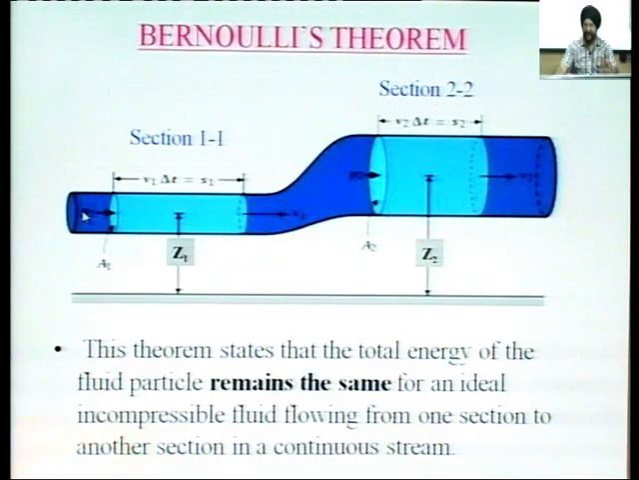So discussing it in other language, if you have one section here, section 1-1, and section 2-2, which is the larger one, according to Bernoulli's theorem, if the fluid passing through this particular section is an incompressible fluid, then the total energy which is here will remain the same here also. So this is the basic thing which Dr. Bernoulli wanted to say, that the total energy remains the same in both these sections.